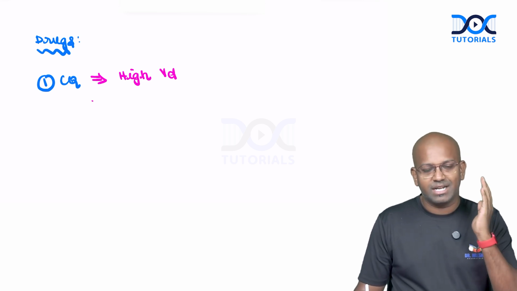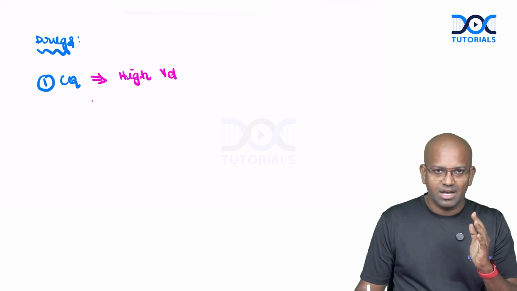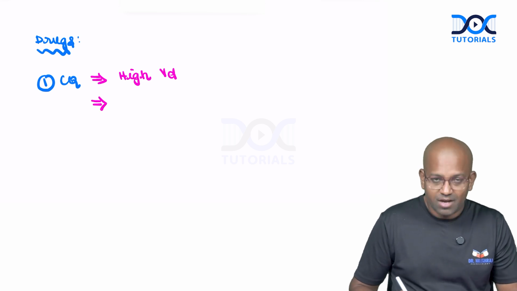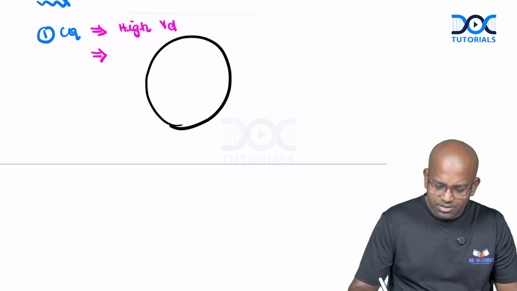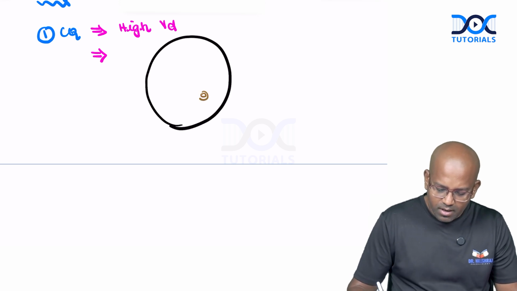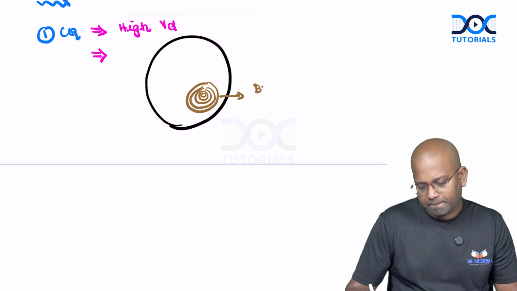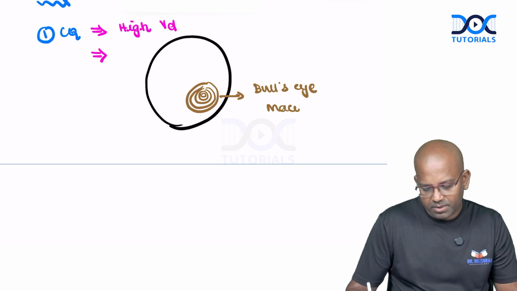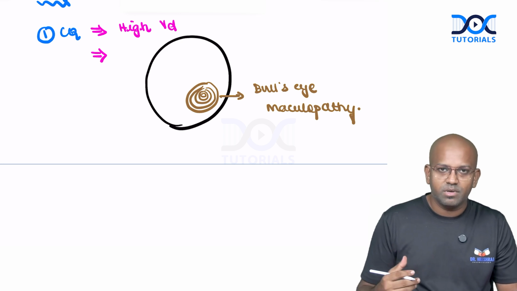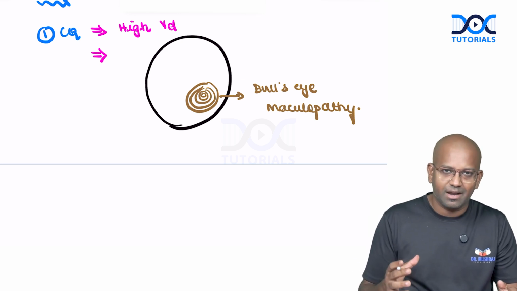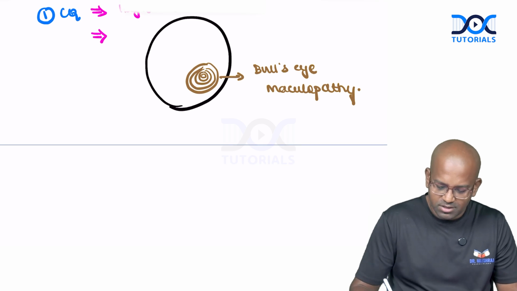More of the drug will be selectively distributed towards your eyes, and that's why patients will have something called bull's-eye maculopathy. Consider here is where your retina is. This is explained as bull's-eye maculopathy because this drug is getting distributed to the vitreous humor. These patients might land up in bull's-eye maculopathy, one important adverse effect.